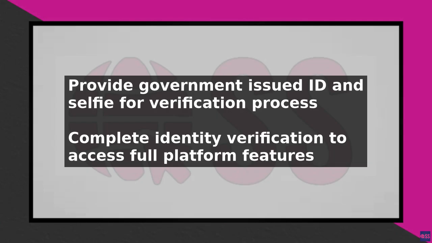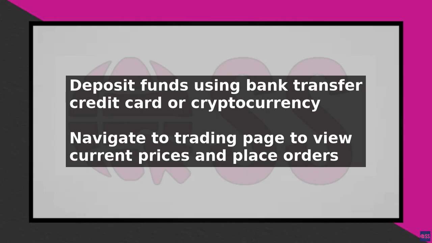To place a trade, select the cryptocurrency you want to buy or sell. Then enter the amount and price you want to trade at. You can also use the market price or set a limit order to trade at a specific price.